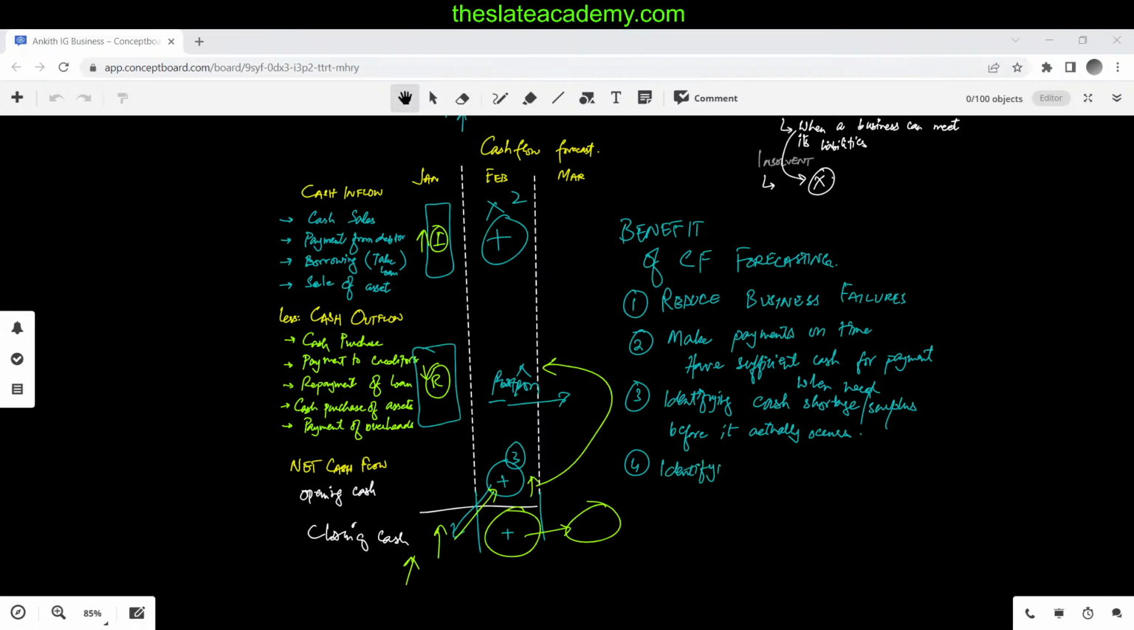It helps us identify when to allow or disallow credit to customers. When are you in a position where you are foreseeing months in which you would have surplus cash? Then maybe you can be lenient with your customers, allow them more credit in order to gain business. Similarly, you can foresee the months in which you would be running tight on cash. Those are the months in which you'll have to make sure that payments arrive on time.